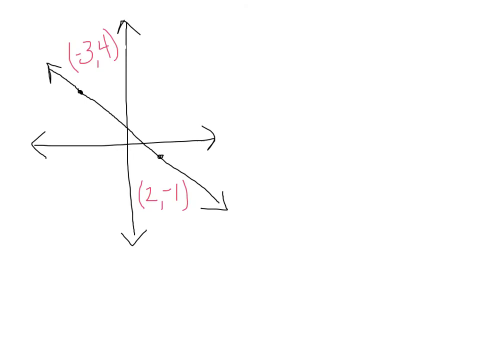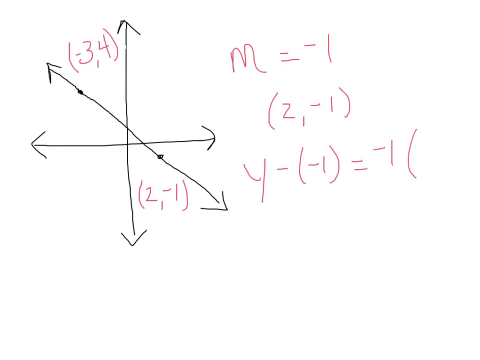So if this were drawn on a graph, I would be able to count the slope and see that the slope is a negative 1 on this line. And then I could use either one of these points in the point-slope formula. Y minus negative 1 equals negative 1 times x minus 2, and y plus 1 equals negative 1 times x minus 2.